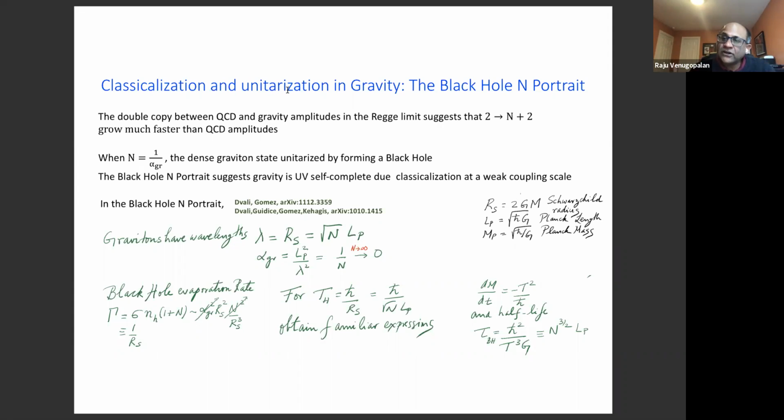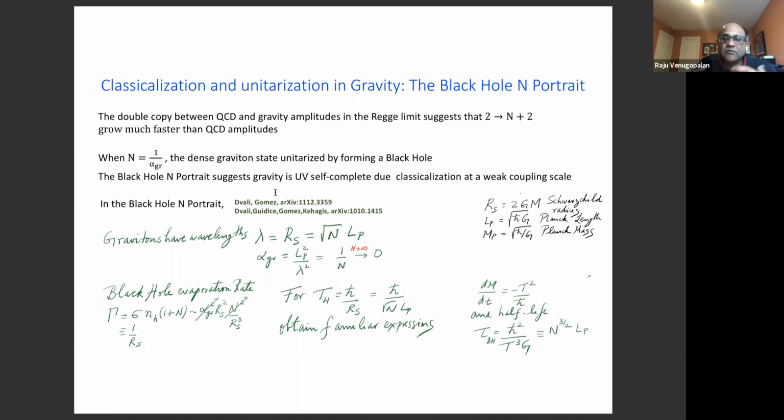Now, just as I argued to you that in QCD, when the occupancy becomes 1 over alpha, the system unitarizes by forming this classical state, likewise one can argue that when n is 1 over alpha in gravity, this dense graviton state unitarizes to form a black hole. And this is something that was argued by Dvali and collaborators in a large number of papers.